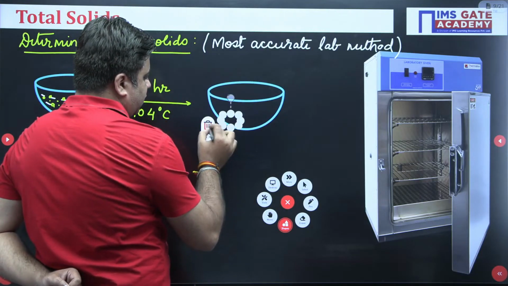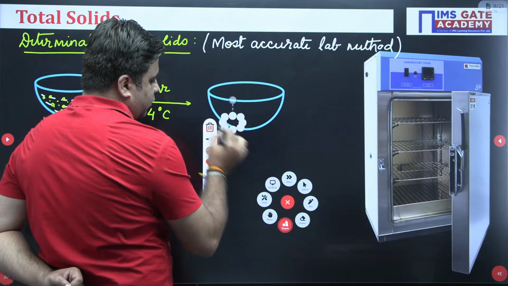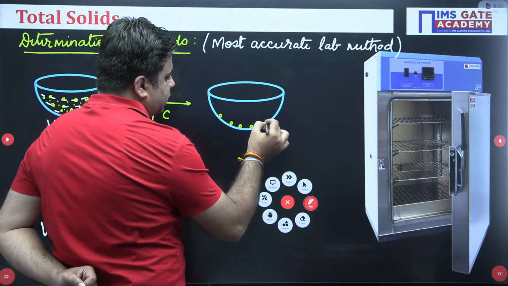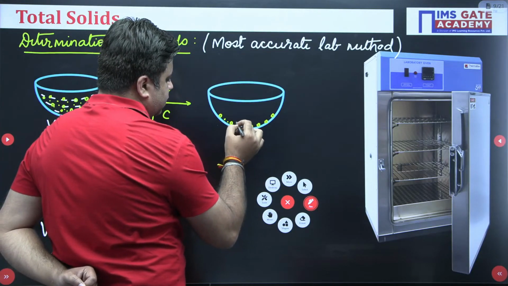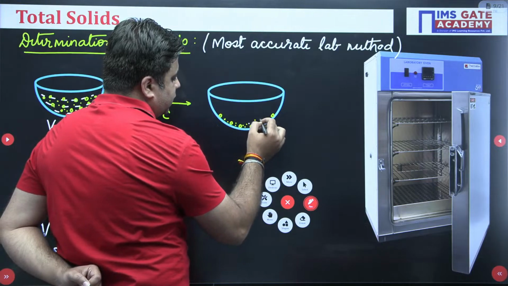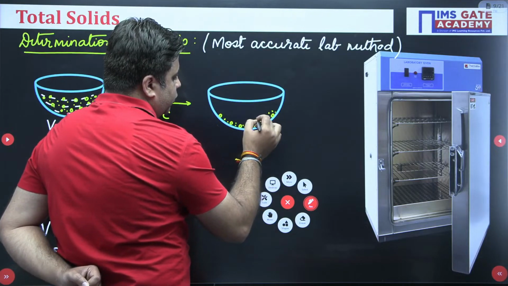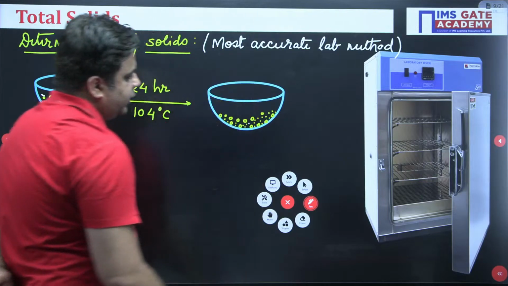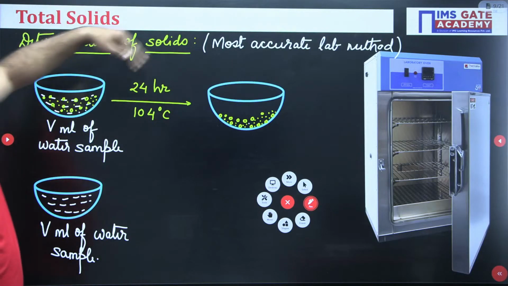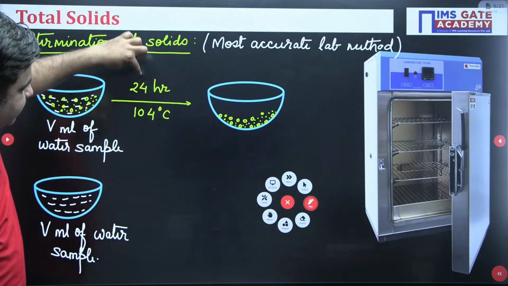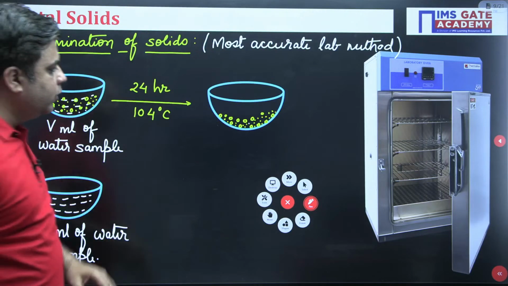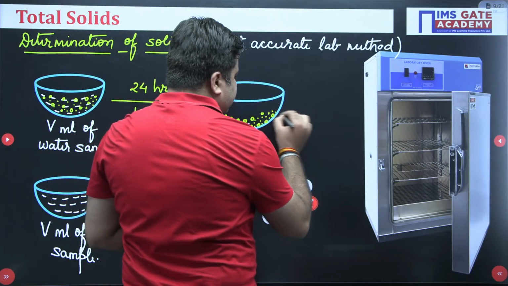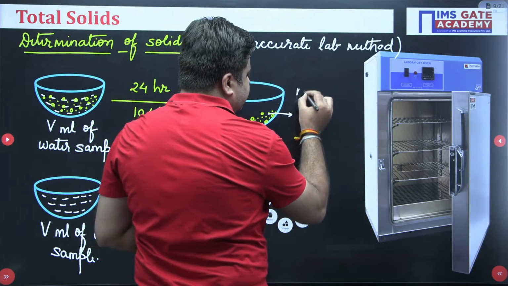So these are my solids, both dissolved solids and suspended solids. Like this, only total solids will be there. All the water will evaporate at such a high temperature for such a duration. Now you simply measure the weight of the solids.